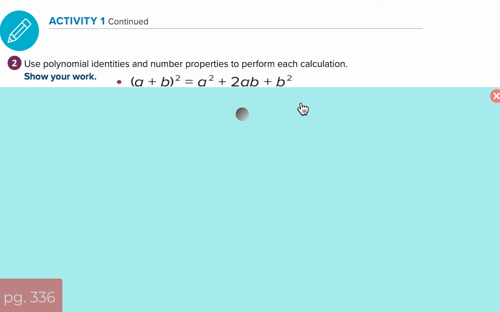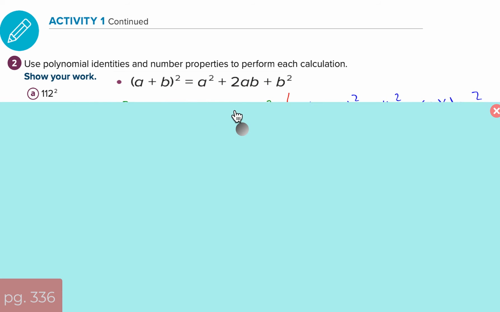Okay, so hopefully you worked that all out. And you're not cheating yourself here. So what do we have to do? 112? Well, how would you portray 112? Would you do it as 110 plus 2? Would you do it as 100 plus 2? Would you do it as 50 plus 62? Any of those are okay.